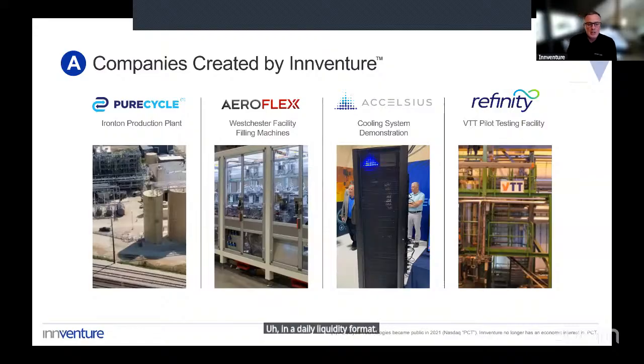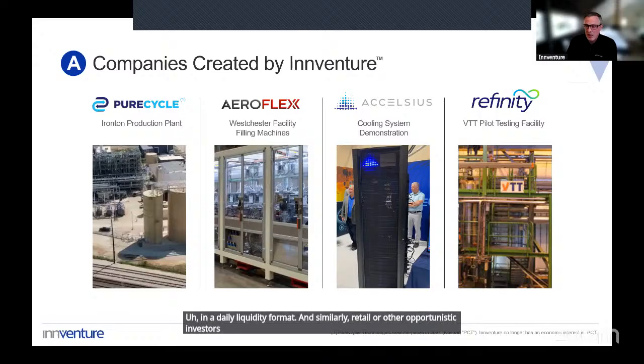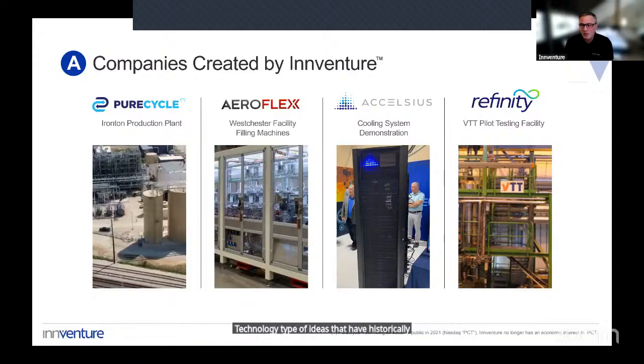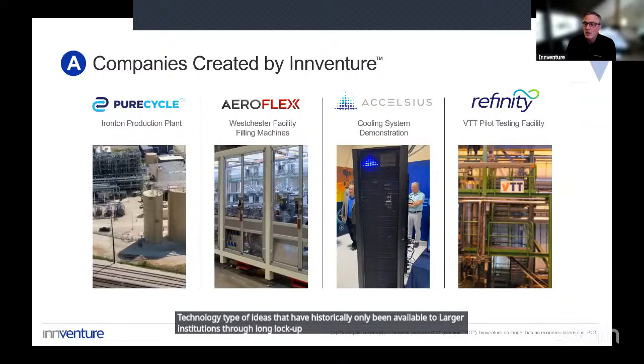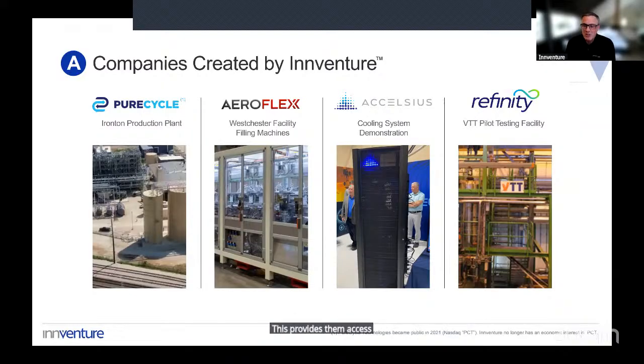And similarly, retail or other opportunistic investors who like disruptive, high growth technology type of ideas that have historically only been available to larger institutions through long lockup vehicles. This provides them access to those types of technologies, again, in sort of that daily liquidity format. So that, in a quick mouthful, is the Innventure model and some of the companies that we've launched, but I will turn that over to Roland Oster.